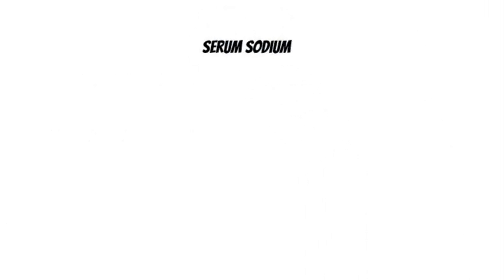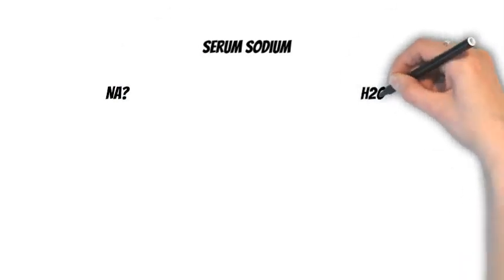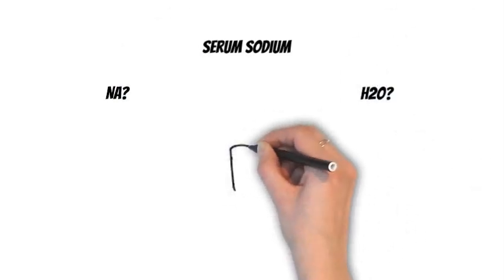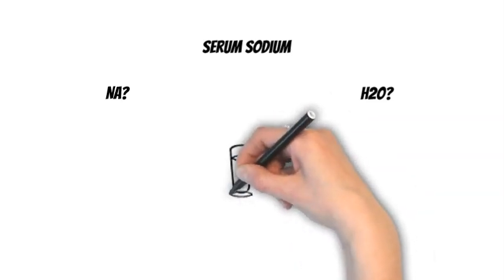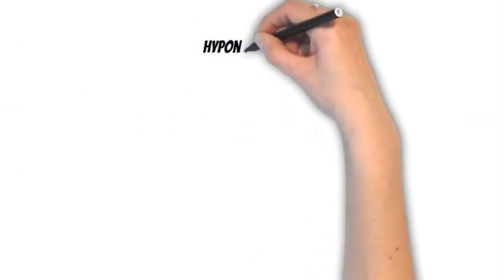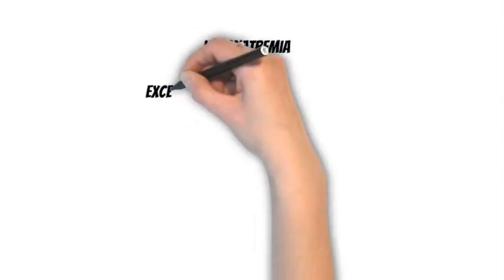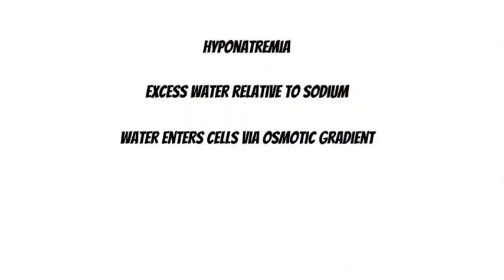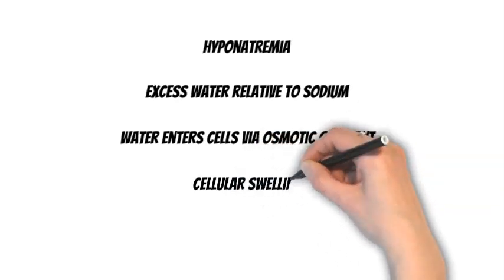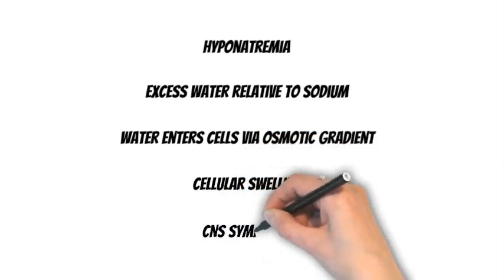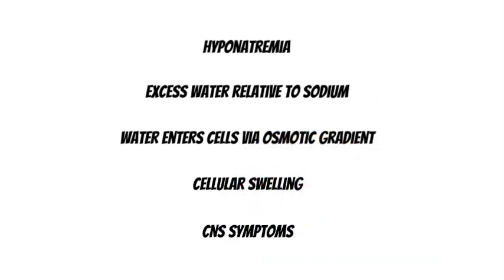First, what does the serum sodium tell you about the patient's physiology? Does it tell you about sodium, or does it tell you about water? If the answer is sodium, you're wrong. It's all about water. Hyponatremia means that there's excess water relative to sodium. The water goes into the cells via the osmotic gradient. The cells swell, and that leads to the CNS symptoms that we typically see with hyponatremia.